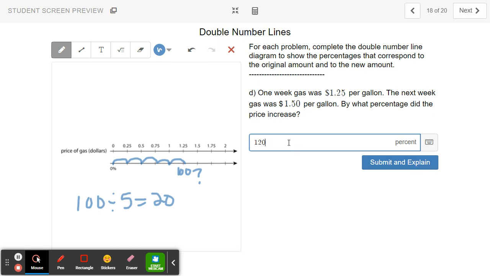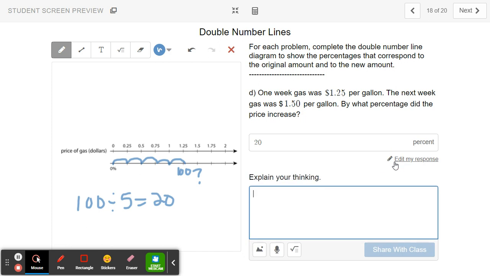Now, I do want to double check something. It said, by what percentage did the price increase? Okay. Everybody makes mistakes. I've made a mistake. It did not increase by 120%. It only increased by 20%. So again, I wanted to be careful. That's why I checked my work here. So the percentage increased by 20%. And you can go ahead and explain your thinking here.